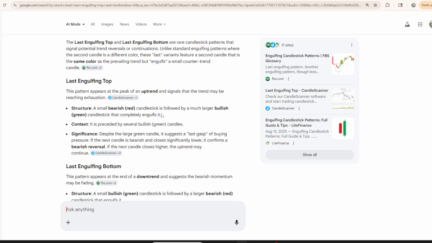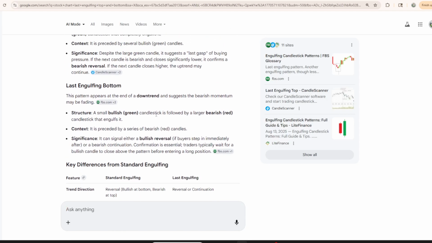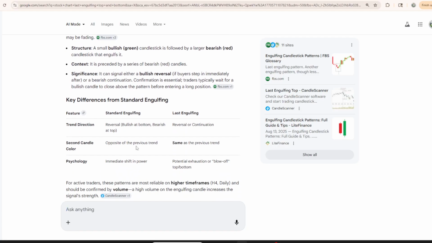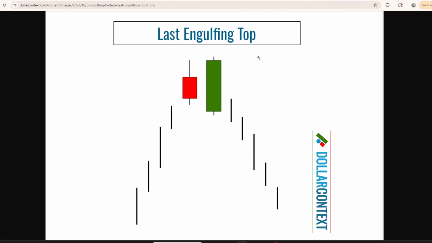And the idea here of last engulfing top and bottom, you can pause and read this on your own. This here gives you a little bit of the differences between regular and last engulfing. But the idea behind it is it's almost like an exhaustion move, an overextension move. So you need to reverse a trend, it's a reversal pattern.